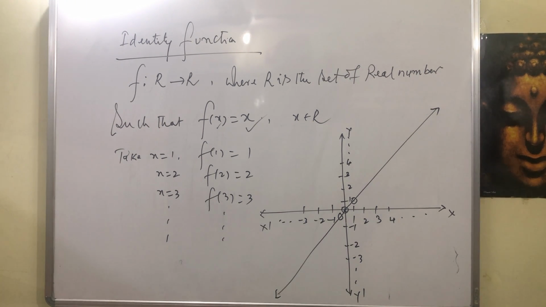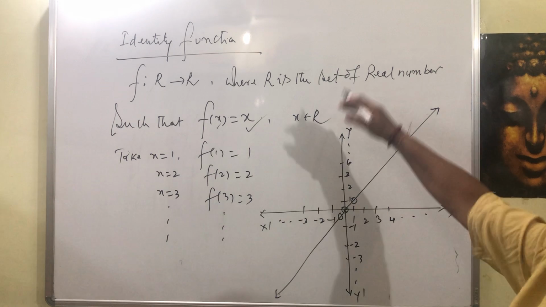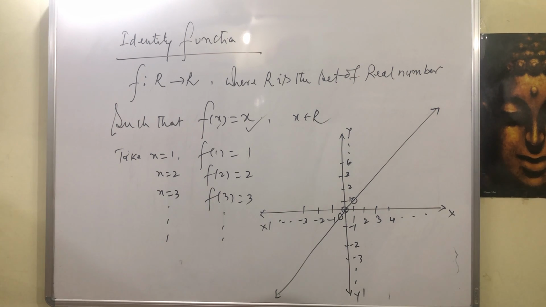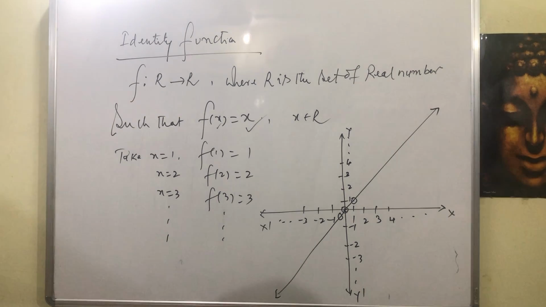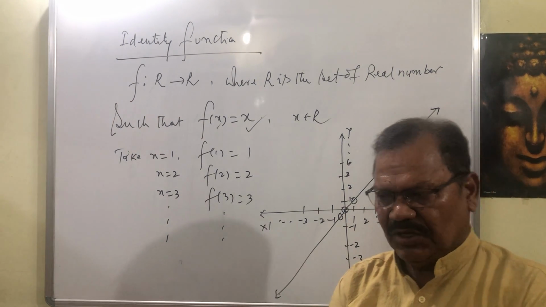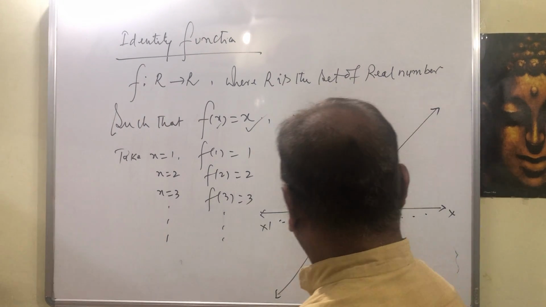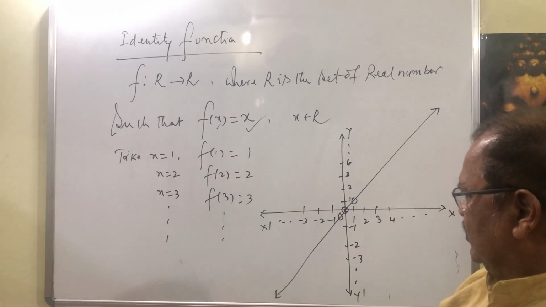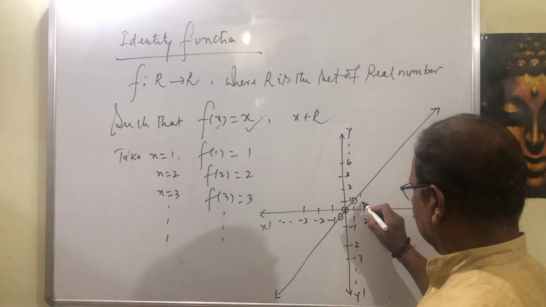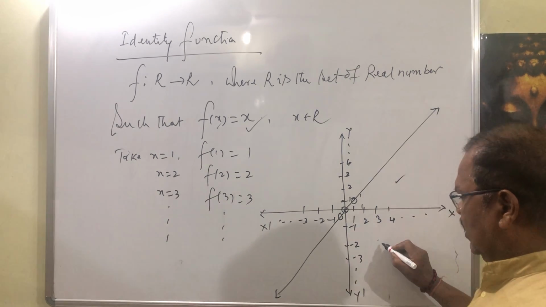Now if you represent time along the x-axis and distance along the y-axis, what will you have? Time is independent, that means the distance will go accordingly. So equal distances are travelled in equal intervals of time. This is called uniform motion. This is an example of uniform motion. So uniformity is here, that is, the image of 1 is 1, the image of 2 is 2, like that. This is the graph of the identity function.